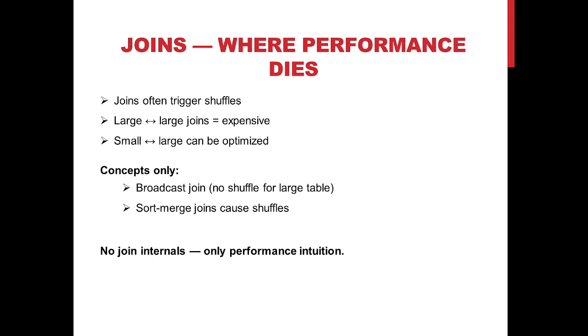Now, joins are one of the biggest sources of shuffles. A large table joining with another large table is expensive. When one data set is small, Spark can use a broadcast join and avoid shuffling the big table. But when both sides are large, Spark usually has no choice. That's why many slow Spark jobs are actually slow joins.